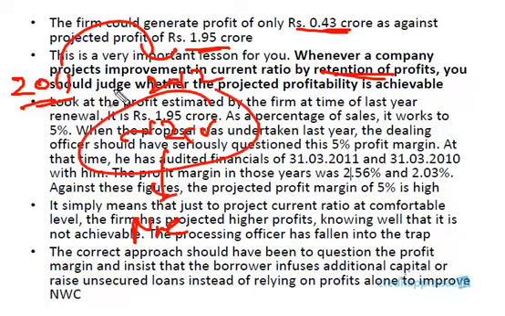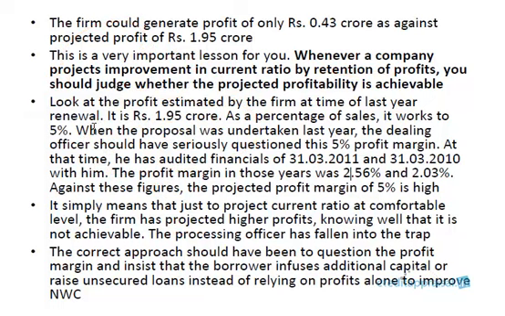But why did the bank believe this? The company would make a profit of 2 crores, right? If you look at it, the profit percent of the company in 2010 and 11, for the past 2 years, is around 2 to 2.5%. Whereas the company has projected a profit margin of 5% in 2012 estimates, right?